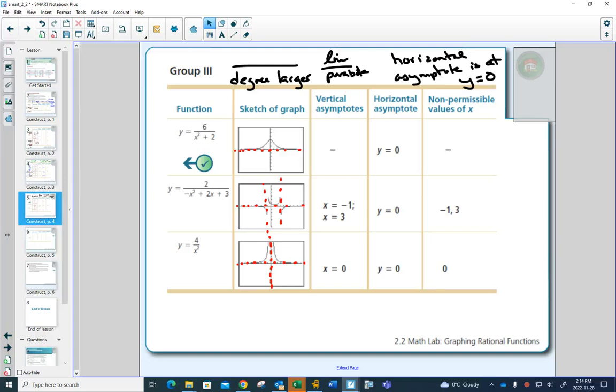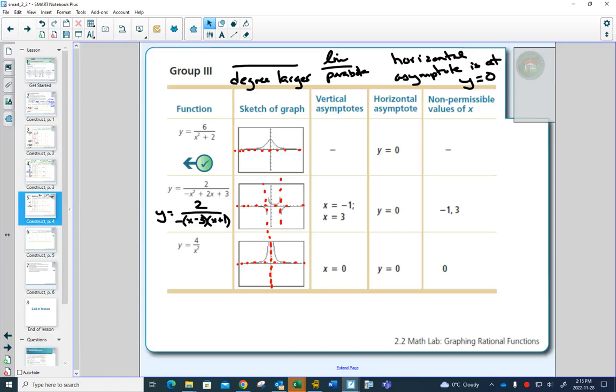Notice that the first one doesn't have any non-permissible values. The second one, if you factored it, you would get non-permissible values of 3 and -1, and you get 2 vertical asymptotes there. And the last one has a non-permissible value at 0, and you have a vertical asymptote there.